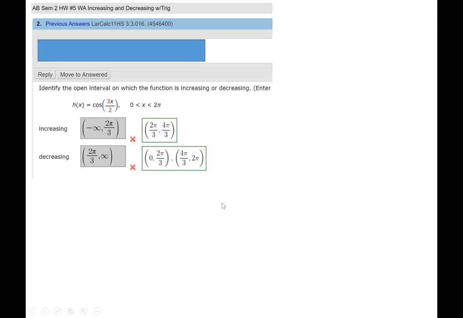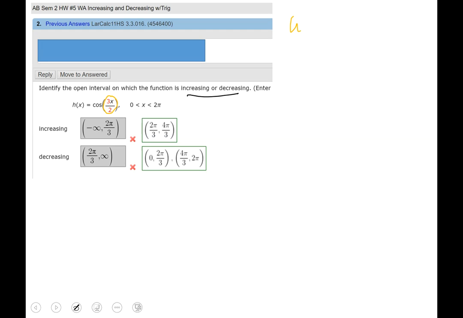So this one was from homework number 5, which was on increasing and decreasing, and we had a little bit of trig in there with it. So let me get to a pen here. When we do increasing or decreasing, we know that means we have to do the first derivative. And before I even start taking a derivative, I notice I have a chain rule.